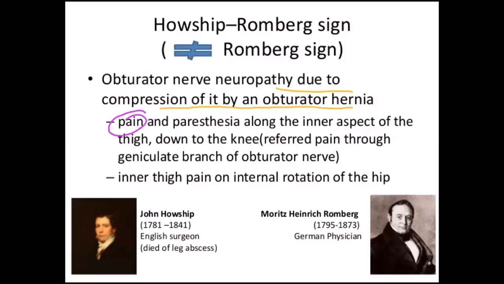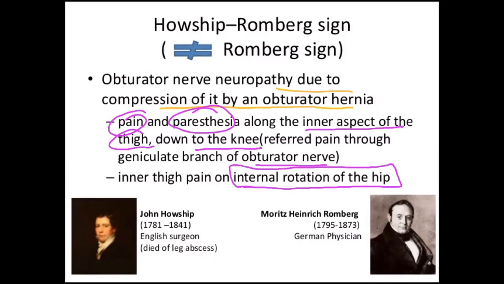Pain and paresthesia along the inner aspect of the thigh down to the knee. Referred pain through the genicular branch of obturator. Inner thigh pain on internal rotation of the hip. Okay, extension, medial rotation, right? So these two are involved in this. That is what is called the Howship-Romberg sign. Okay, obturator neuropathy, especially in obturator hernia. Okay, you have to remember this.